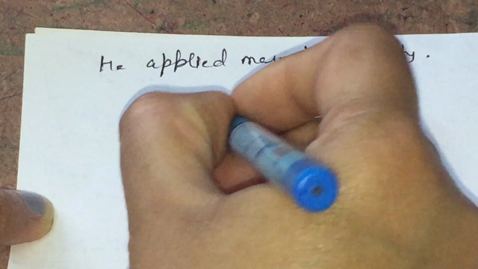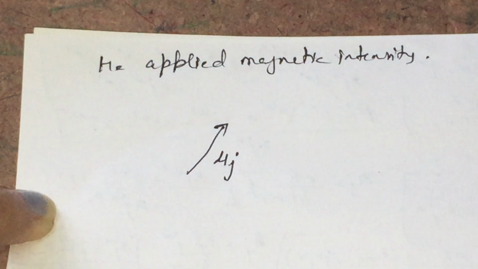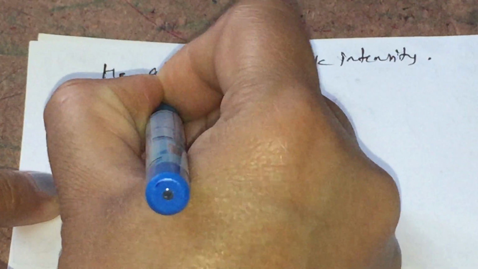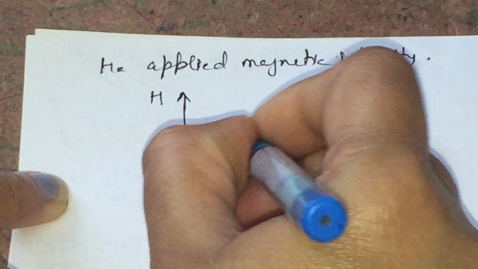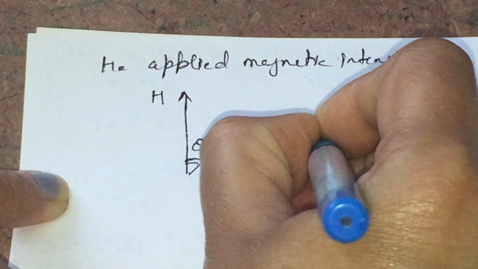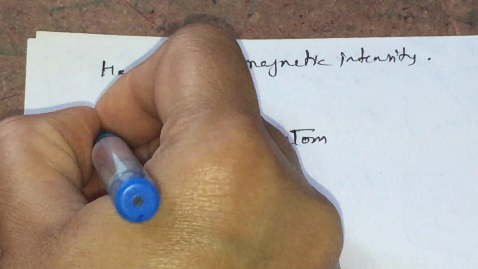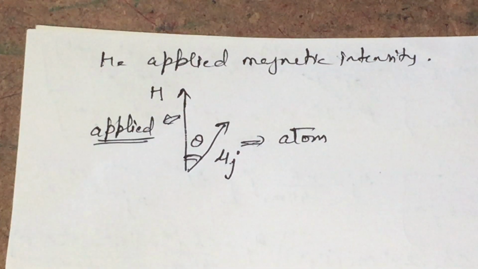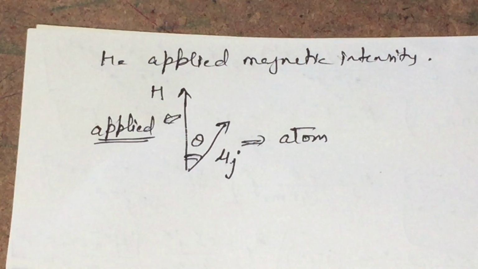Let us consider our atom is producing so much of magnetic momentum, and we are applying this magnetic field in this direction, so that the magnetic field due to the atom makes an angle with the magnetic field which we are applying, having an angle of theta in between the atomic magnetic field and the applied magnetic field.